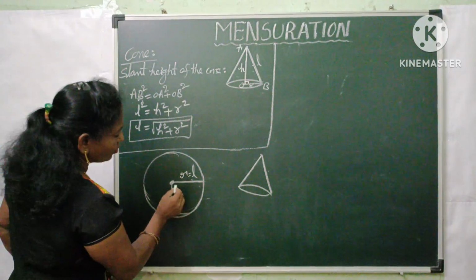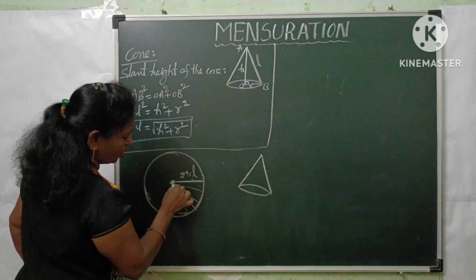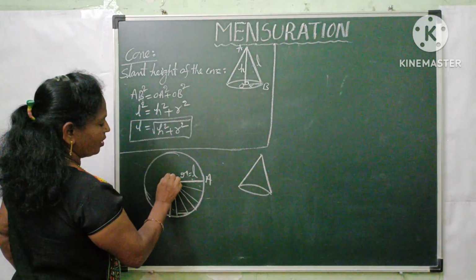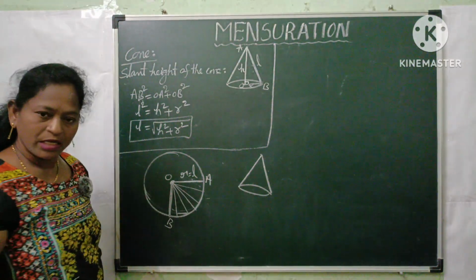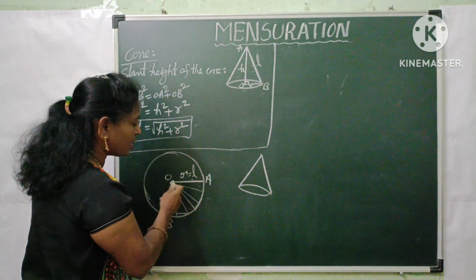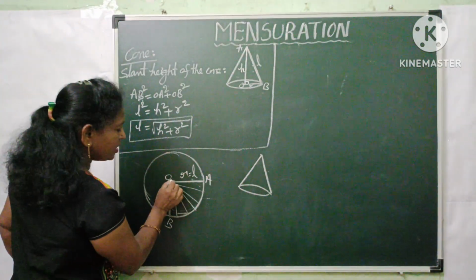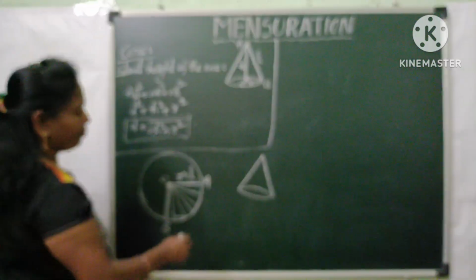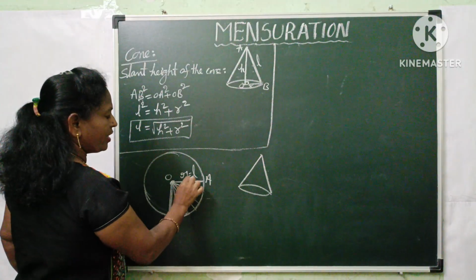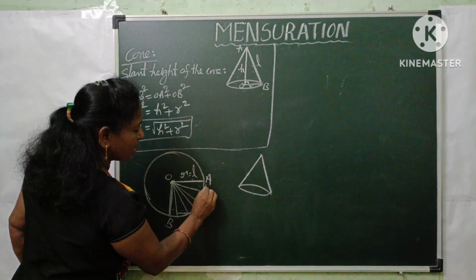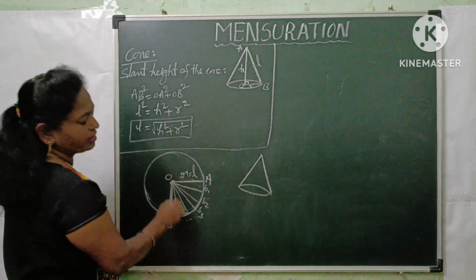And here we have to form many small triangles. Here A, O, B. OA and OB are radii of the circle, and at the same time they are the slant height of the cone. Radius equals slant height of the cone. These are the small triangles. Each triangle has a base and a height. The height is the slant height L. The bases are B1, B2, B3, and so on.